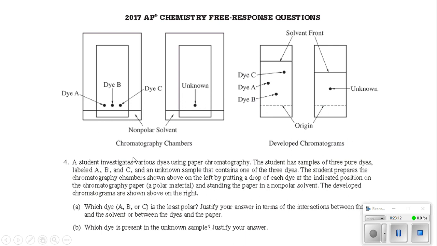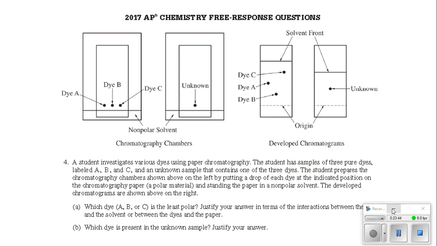And they're telling you that the chromatography paper is polar. So if the dye is also polar, it will stick to that polar paper. And they're putting that chromatography paper into a non-polar solvent. So if the dye is more non-polar, it's more attracted to the solvent, so it will move up the paper more. So question A, which dye, A, B, or C, is the least polar?